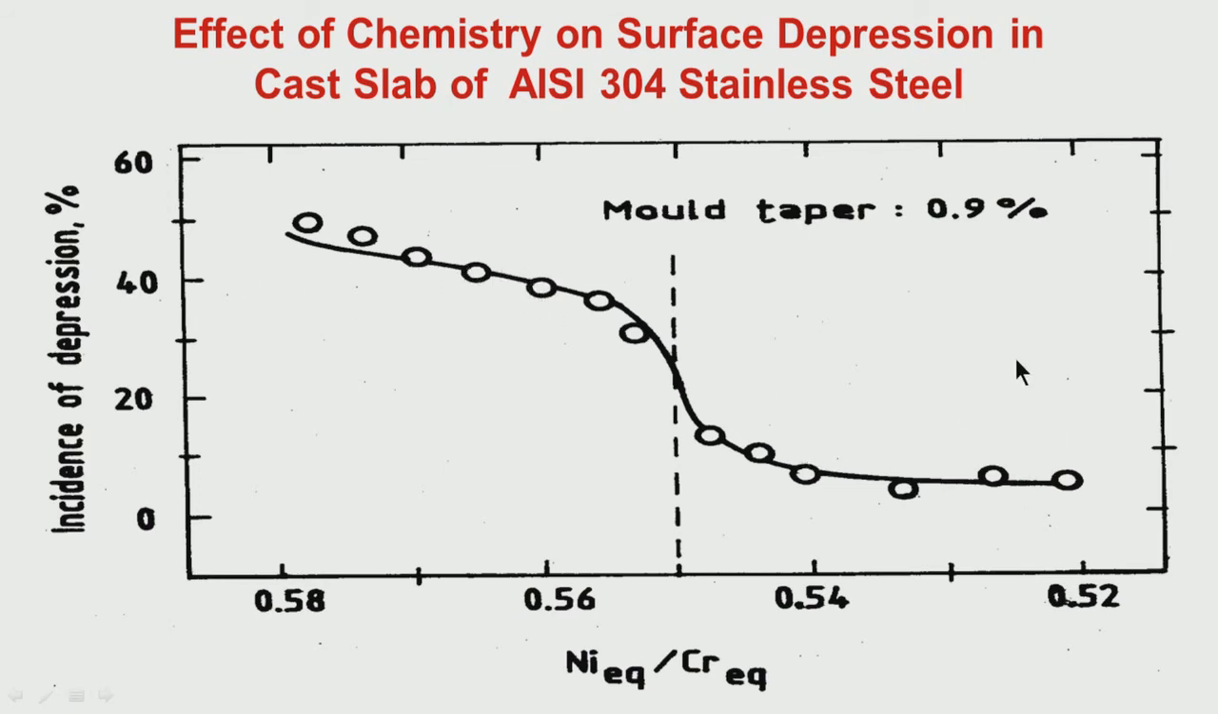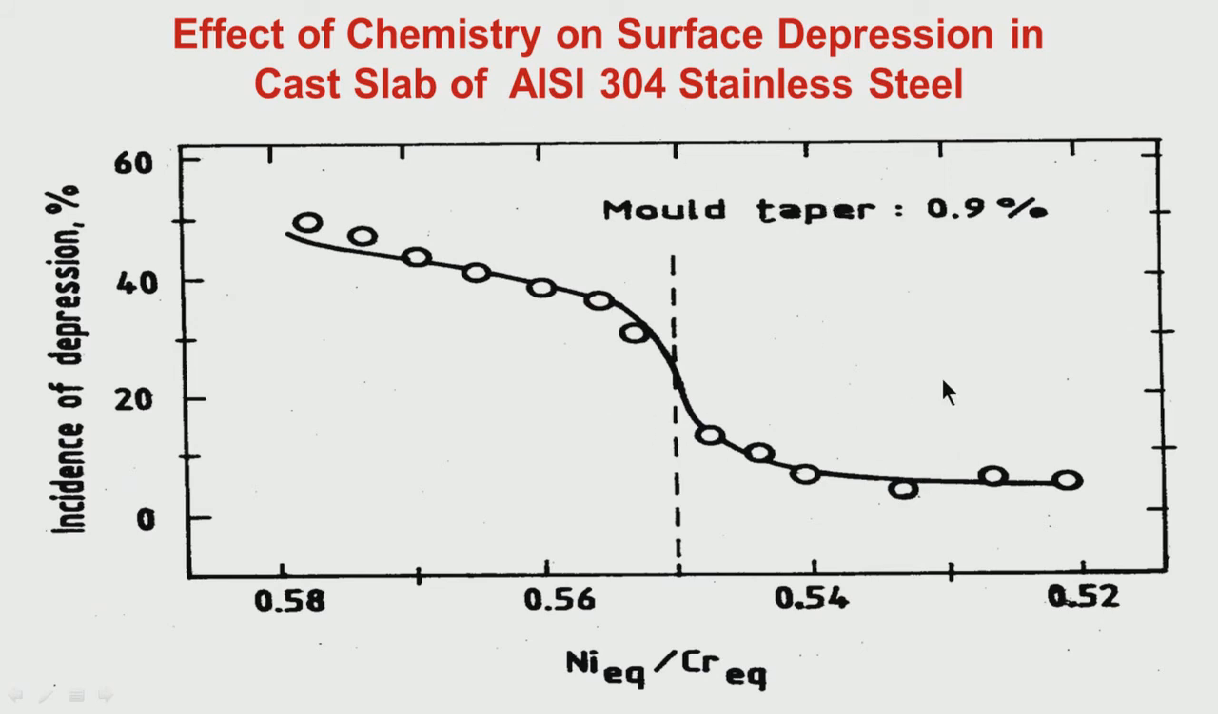If we can control the chemistry to a minor extent within the alloy range of 304, we are slightly decreasing the nickel equivalent by chromium equivalent to a value which is less than the peritectic start, which is 0.55. We are making it 0.54, 0.53, 0.52. We cannot make it very low because it will go beyond the 304 chemistry.